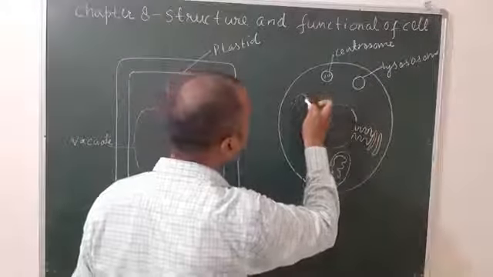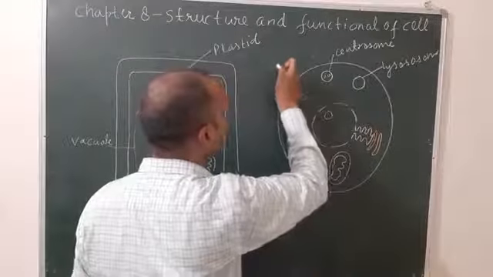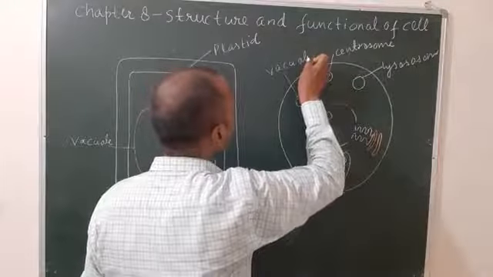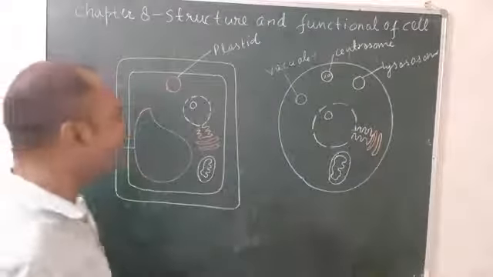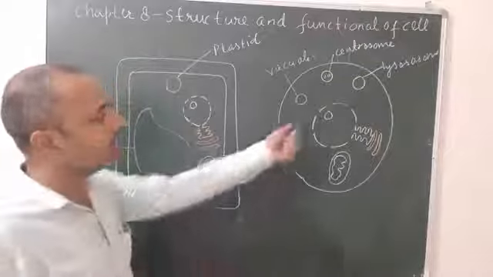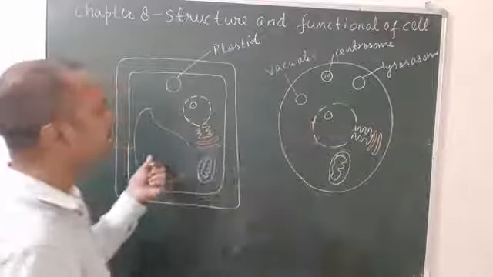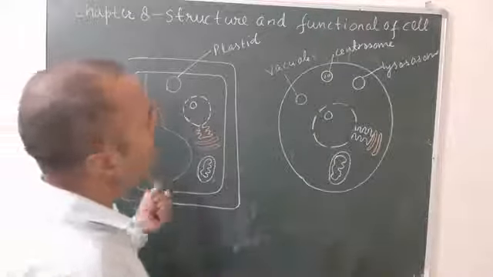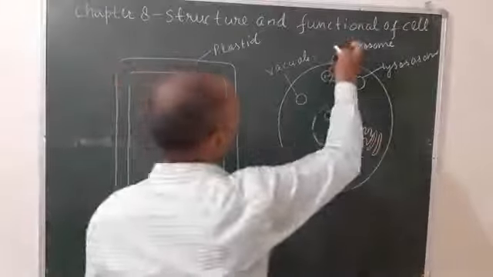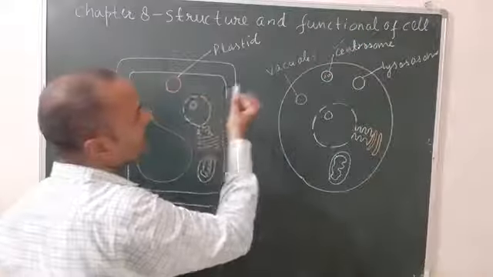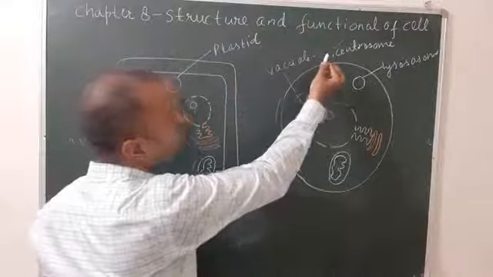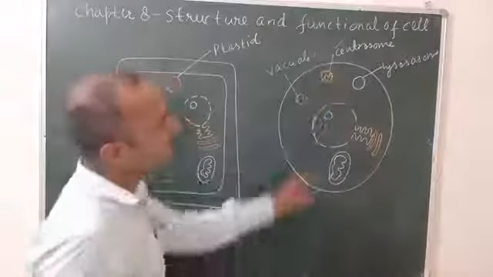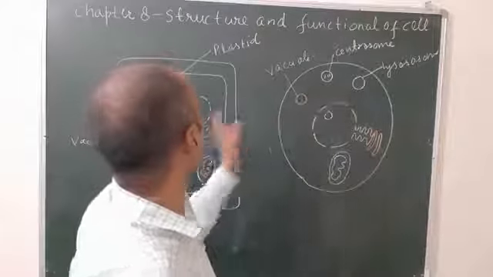In case of animal cell, the vacuole is smaller or absent, but in case of plant cell, it is well developed. Third difference, in plant cell, centrosome is absent. In animal cell, centrosome is present.